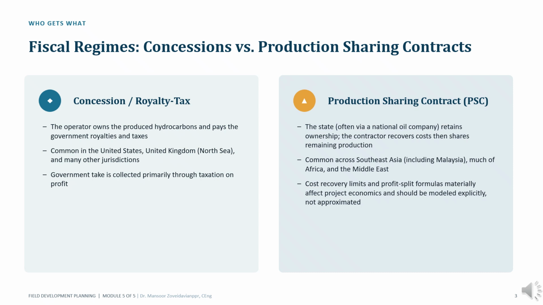Not all barrels generate the same value to the investor. The fiscal regime determines how value is shared between the company and the host government. Under a concession system, the operator owns production and pays royalties and taxes to the state. Under a production sharing contract, or PSC, the state retains ownership of the resource. The contractor first recovers eligible costs and then shares remaining production with the host government according to the contract terms.